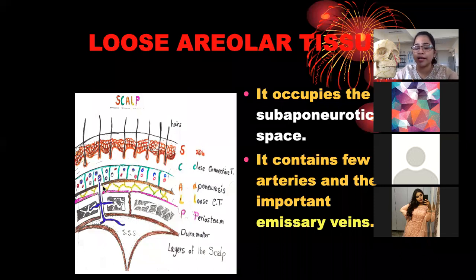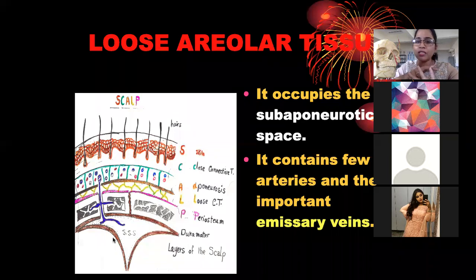Short note question: dangerous area of the scalp. So you have to write which layer, the fourth layer. Why is it a dangerous area? Because it contains emissary veins which connect extracranial veins with the intracranial venous sinuses. So any kind of infection here can spread into the veins inside the cranial cavity. Remember that inside the cranial cavity there are three components: blood, brain and CSF.